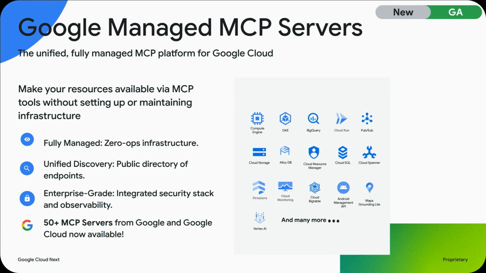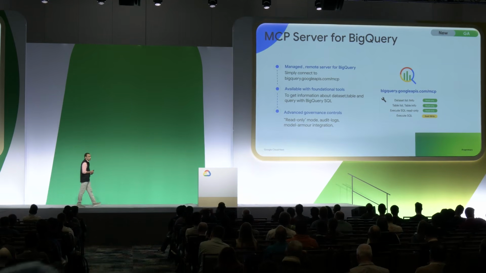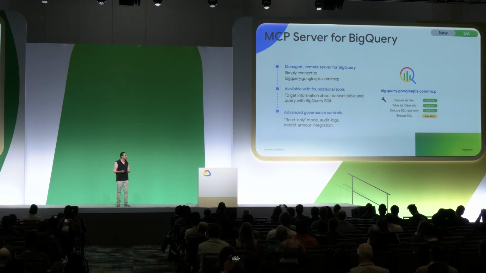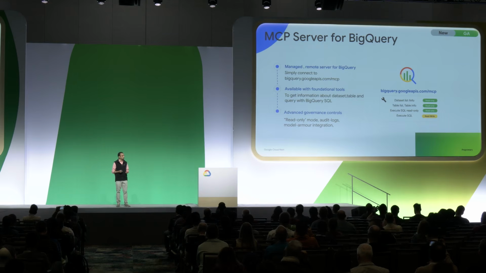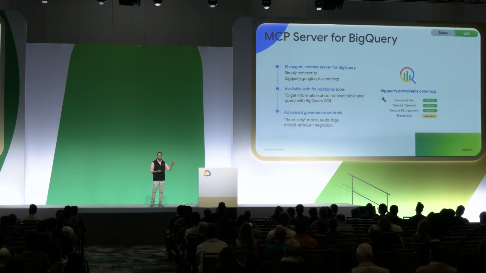BigQuery is one of the first ones to be generally available as part of this infrastructure. The BigQuery MCP server is available at bigquery.googleapis.com/mcp. That's all your agent has to connect to. Once your agent connects to this endpoint, it'll get two sets of tools: one which are read-only, and then there is one read-write tool.